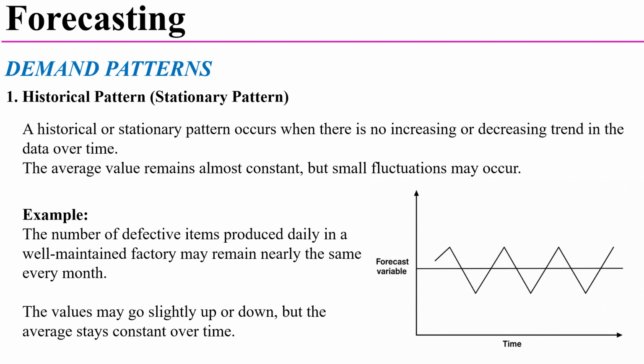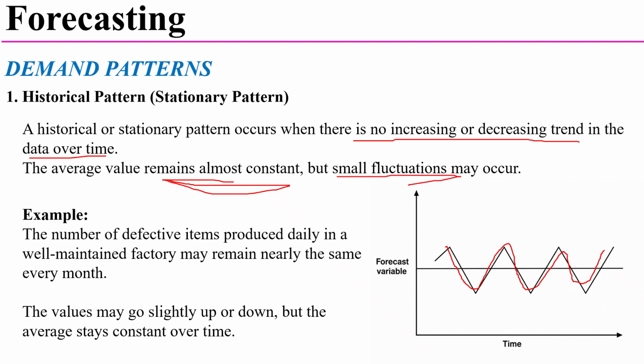The first one is the historical pattern, also called the stationary pattern. The graph is shown here, with the forecast variable against time. Historical or stationary patterns occur when there is no increasing or decreasing trend in the data over time. The average value remains almost constant, but small fluctuations may occur.